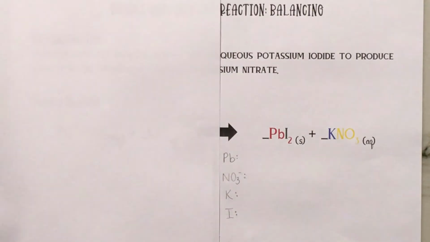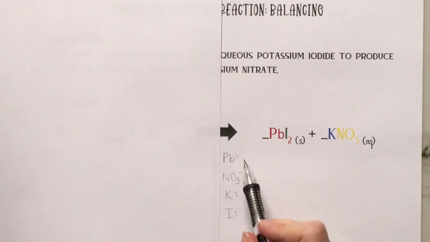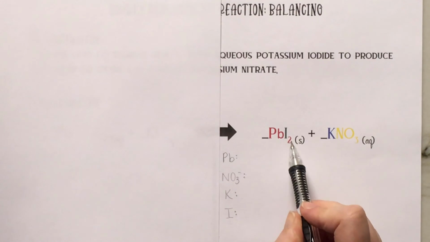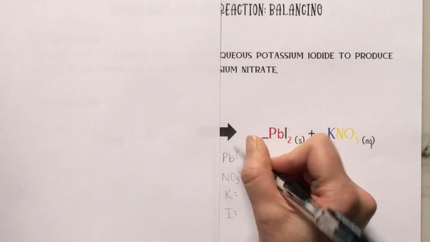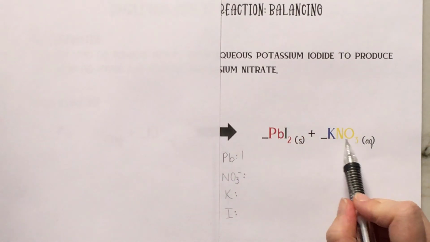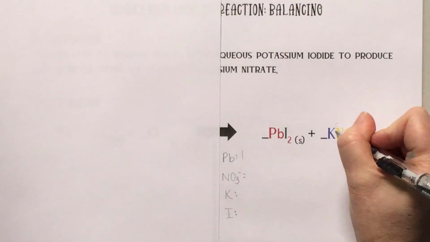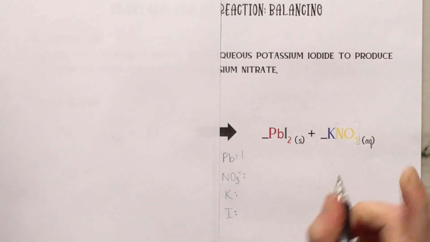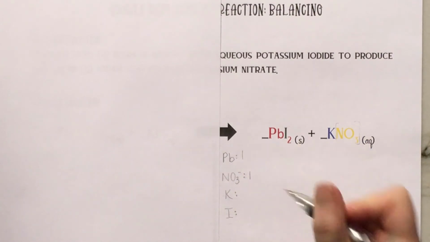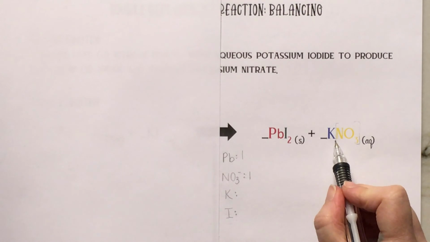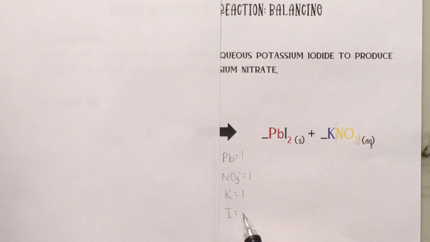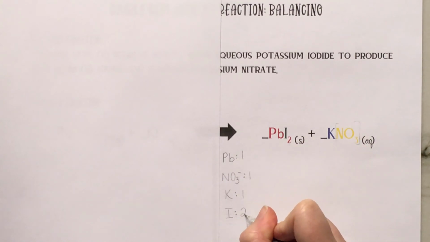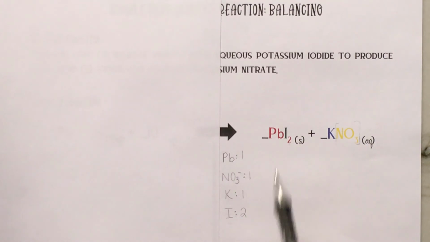So I'm going to cover this side up and just look at this side. Again, look at our lead, understood 1 there. That 2 is associated with the iodide, not your lead. We have 1 lead. Okay, remember nitrates, you can keep that. Imagine that there's a bracket there. There's 1 of those. Potassium, again, understood 1. And iodide, we have 2. That's the subscript 2. It means we have 2 iodides attached there.